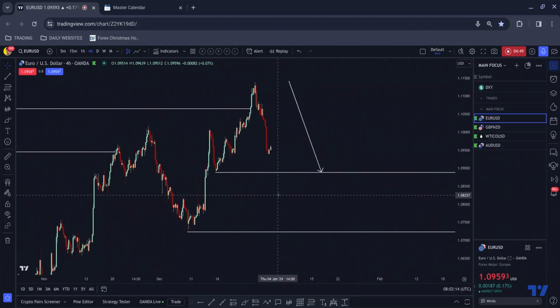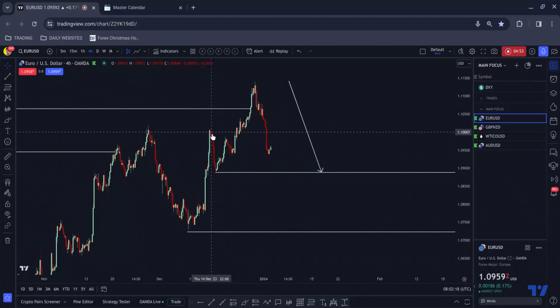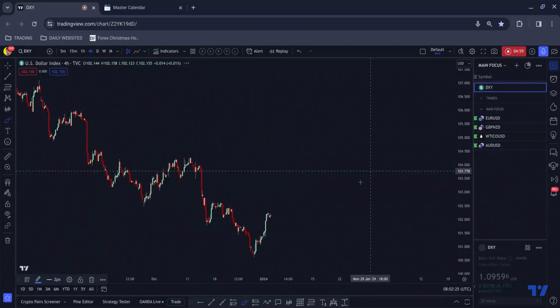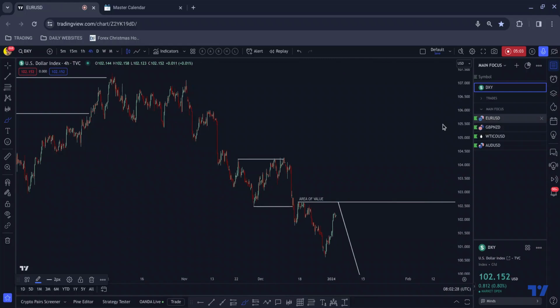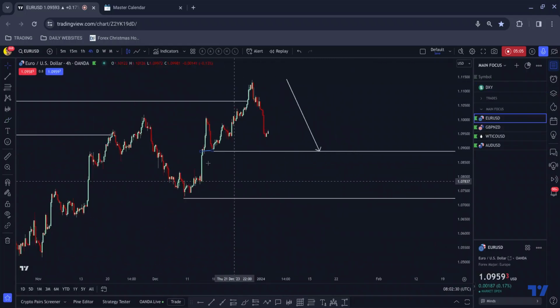Well, for a similar length move, it may only sell down to here, okay, because there was a sharp move down followed by a sharp move up, which suggests that there may be a liquidity here, before the longer term direction on the DXY kicks in and we start to sell off, which would then cause euro dollar to move to the upside.